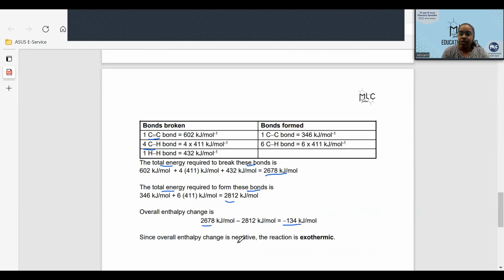Since the overall enthalpy change is negative, the reaction is exothermic. Why? Because when delta H is negative, it is exothermic. Don't forget to include your sign when they're asking you to calculate the overall enthalpy change.